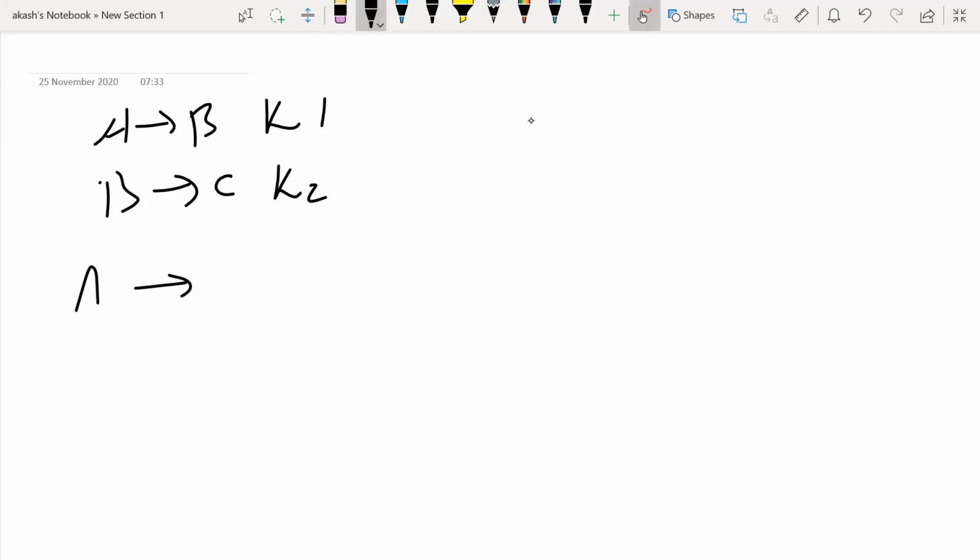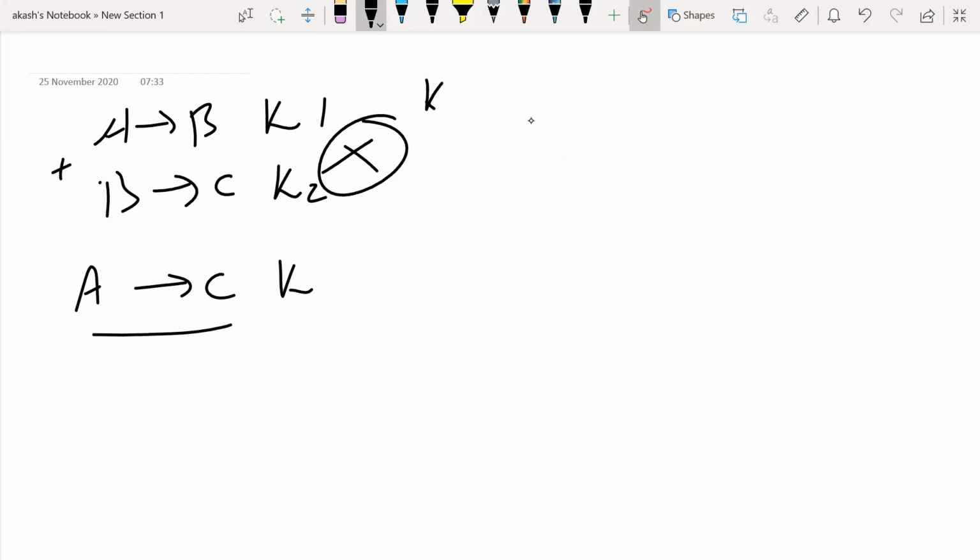Right, so I want to know for A giving C, what is the equilibrium constant, K, capital K? Now obviously, if I add these two reactions, A giving B and B giving C, I'll end up with this equation, but you cannot directly add it. Now we'll see how it goes.